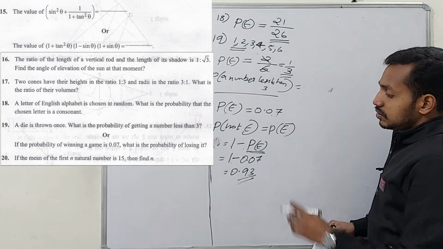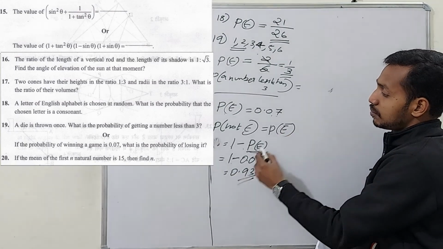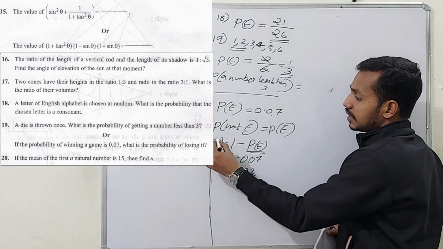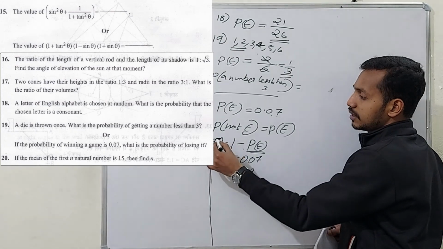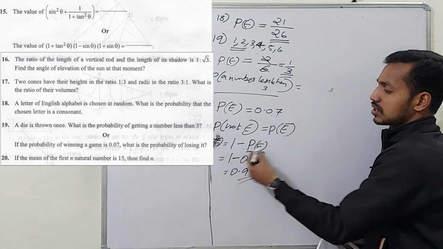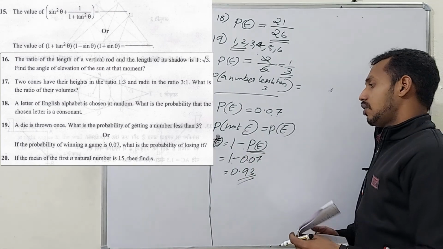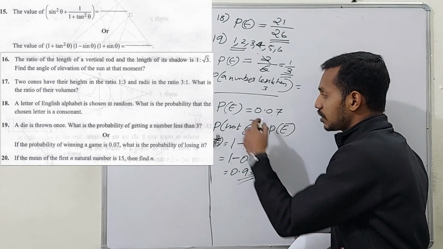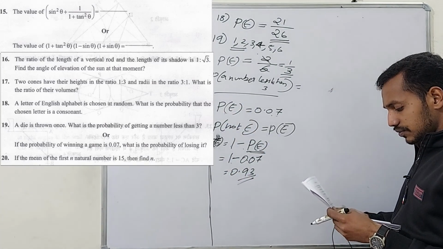Clear? So we need to remember the formula for the probability of a complementary event, that is P not E, P bar or P not E, which is equal to 1 minus P of the event. This question can be asked in the reverse way also. Not E will be given, you have to find that event. So it depends on the question.